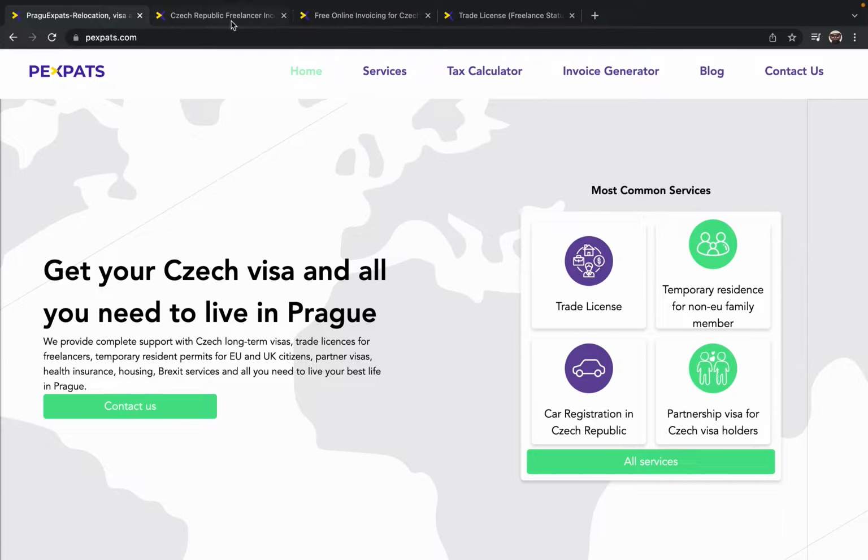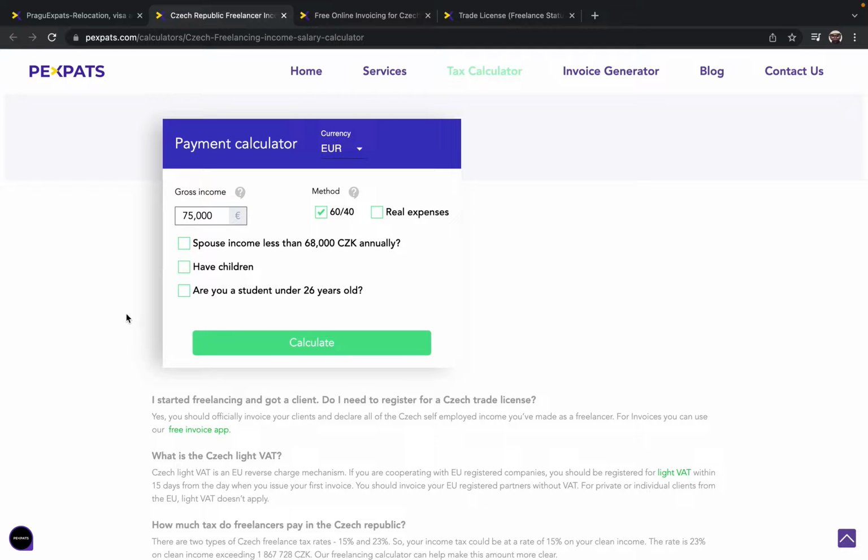To help you visualize this, we'll use our freelance payment calculator. Please keep in mind that for a trade license, if possible, it's best to keep your income under 80,000 euros. This is approximately 2 million Czech crowns. This is because, in the Czech Republic, we can calculate taxes using a rule called the 60-40 method.